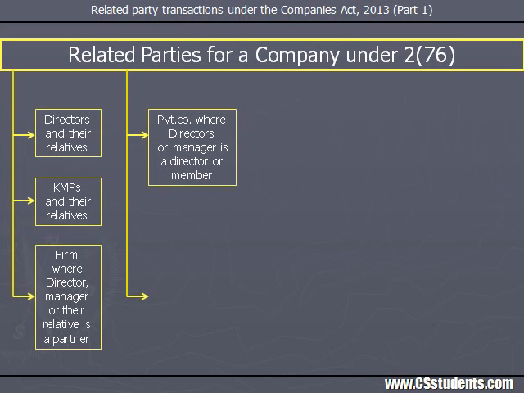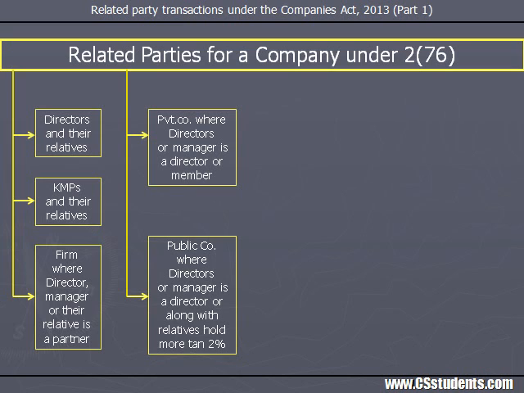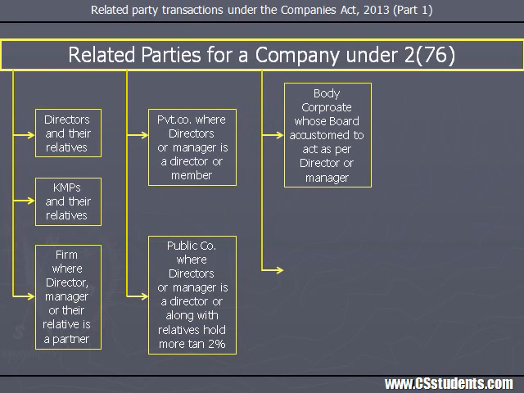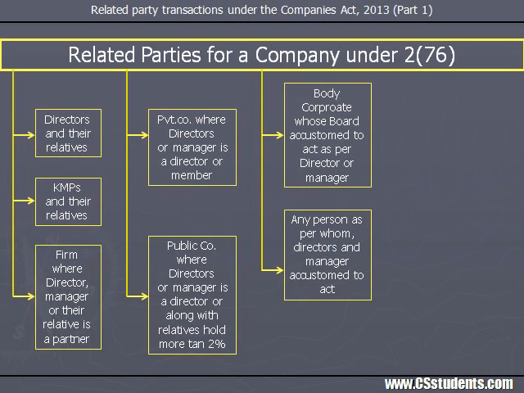The next category is public company. As per the definition, a public company becomes a related party if directors with their relatives, or manager with their relatives, hold more than 2% of the paid-up share capital of such company. Then comes any body corporate whose board of directors is accustomed to act as per the instructions of the directors or manager. Next is any person on whose instruction directors and manager of the company are accustomed to act.